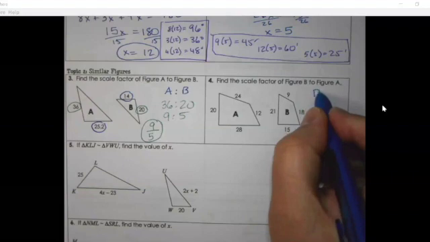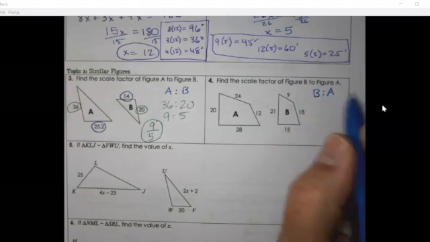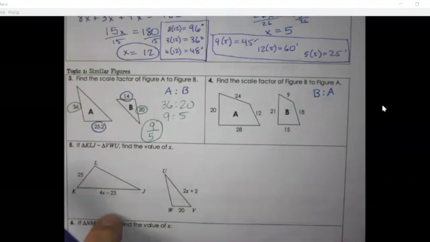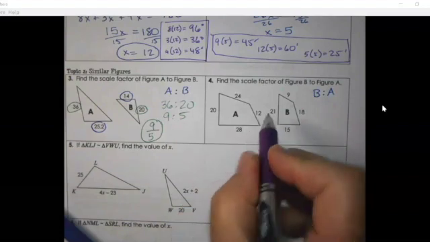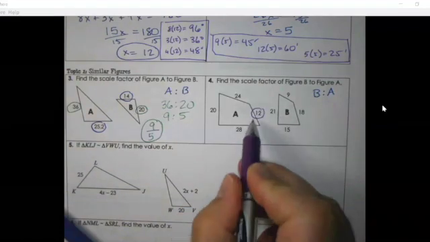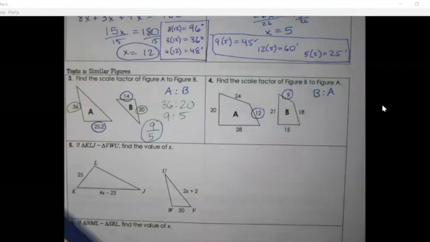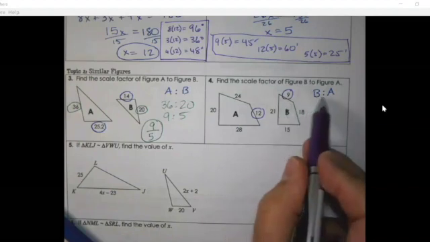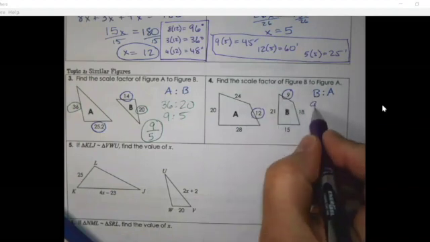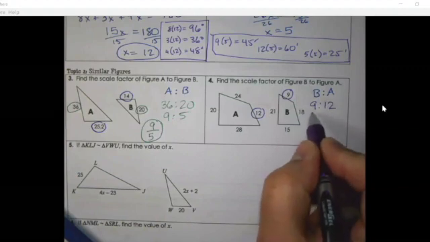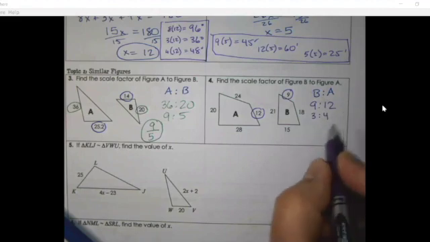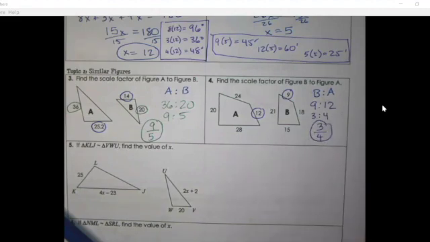Same type of problem for number 4. This time we're going B to A. So I just need to pick corresponding parts. I'm going to go for the smallest number. 12 is the smallest number on this side, and 9 is the smallest number here. So I may as well just use those. I'm going from B to A, so 9 to 12. This is 3 times 3, this is 3 times 4, so I can reduce it to say 3 to 4. And again, as a fraction, I can say that the scale factor is 3/4.